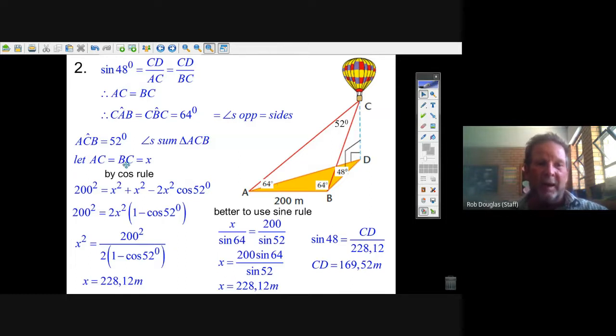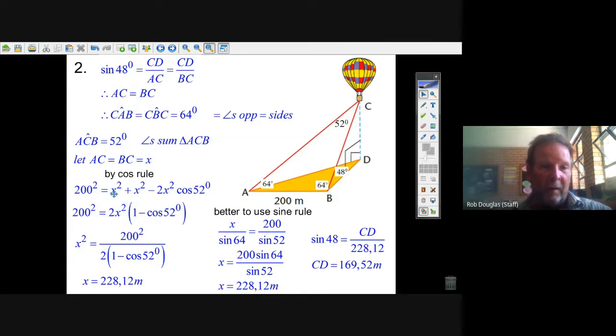Okay, let's try this. Let's say AC and BC equal x. We don't know what they are, but it's the same length. If we use the cos rule now, if we square these two sides, x squared plus x squared, minus 2 times x times x times the cosine of the angle in between them, it should equal this side, AB squared. That's what the cos rule is. You square the two sides on either side of the angle, minus 2 times them multiplied together times the cosine of the angle in between them. That's the cos rule.